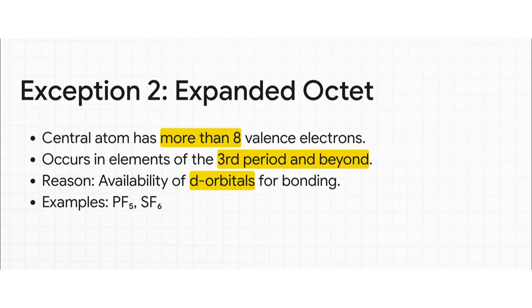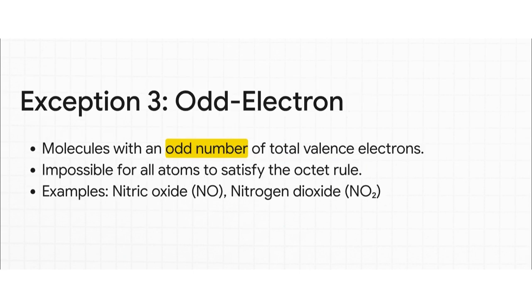Now you might be thinking, how is that even possible? Well, the reason is the presence of empty d orbitals. This is only possible for elements in the third period of the periodic table or beyond, because they have these vacant d orbitals that they can use for bonding. And the third exception, odd electron molecules. In these molecules, the sum total of all valence electrons is an odd number, like in nitric oxide, NO. Now think about it. If the total number of electrons is odd, it's just impossible for every atom to have a complete octet, right? So the crucial takeaway is that the octet rule fails in all 3 of these cases.